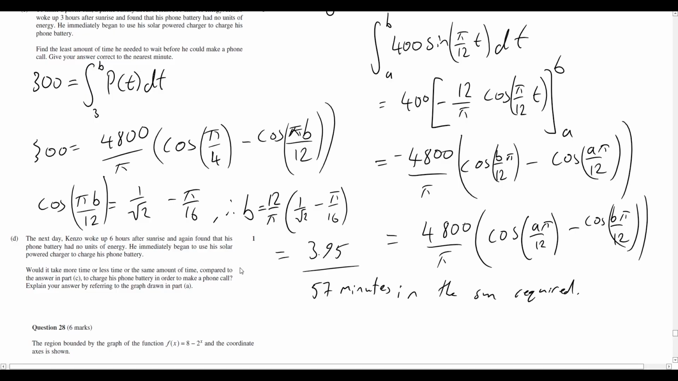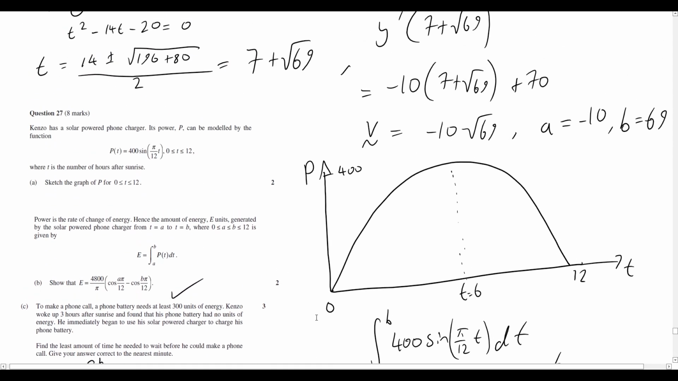So the next day, Kenzo woke up 6 hours after sunrise and again found that his phone battery had no units of energy. He immediately began to use his solar-powered charger to charge his phone battery. Would it take more time or less time or the same amount of time compared to the answer in part C to charge his phone battery in order to make a phone call? Explain your answer by referring to the graph drawn in part A.